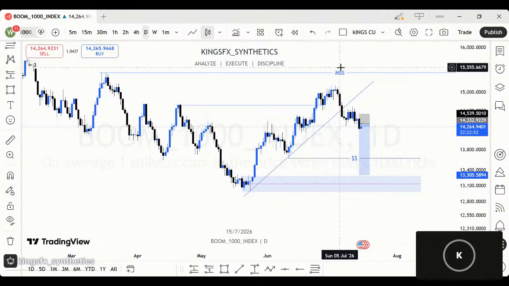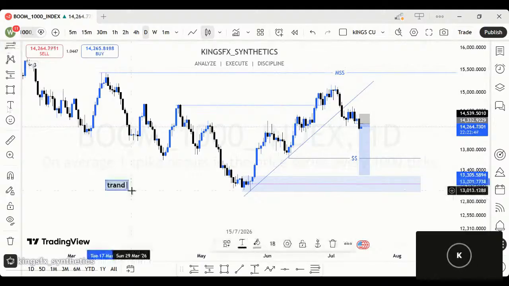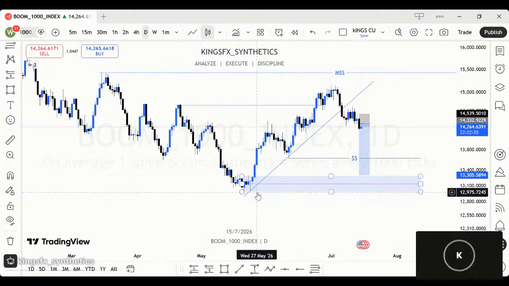Now, this is a trend in trend. I call it trend in trend movement. You can write that down. It's a movement where you have a trend in another trend. Now we have an uptrend in an overall downtrend. On a daily time frame, we have this uptrend.